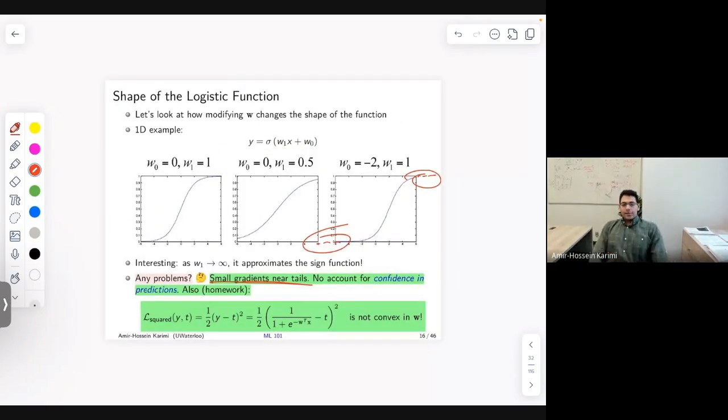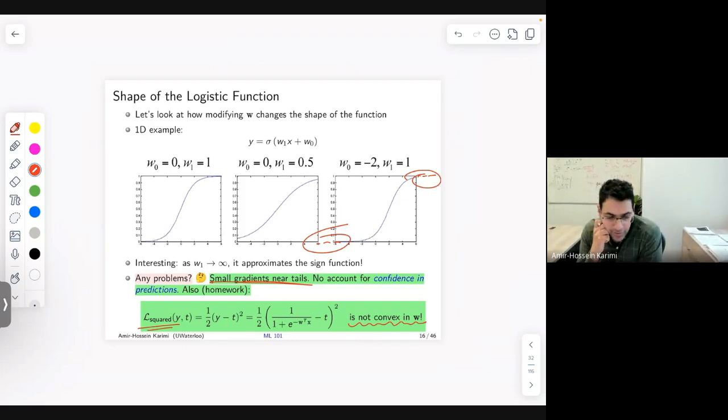So there's going to be small gradients near tails, but also that this function, when you put it into the squared loss, is actually not convex in our weights W. So we run into the problem of global and local optima again. So it's one step forward compared to the sine function that we had. We can still somewhat in some regions apply gradient descent and get our updates to work, but it's still not convex, and so there's no guarantee of global optimality here.